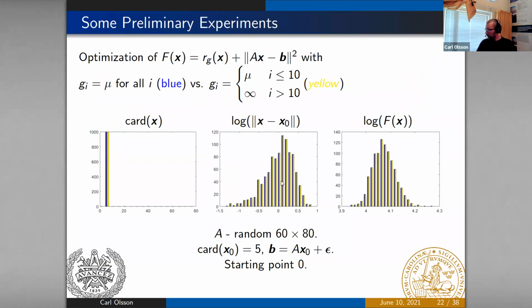Okay, skipping ahead. Okay, so I'll do this experiment as well. Here is an evaluation of these two methods. The blue one is G constantly mu. The other one I've added one of these hard constraints. I'm not interested in anything that's above 10. And this is how I generate the data.